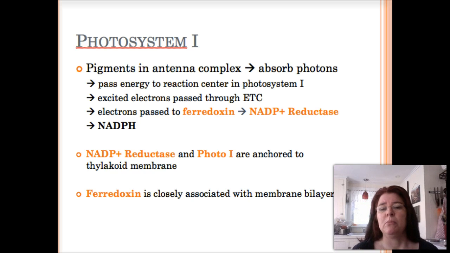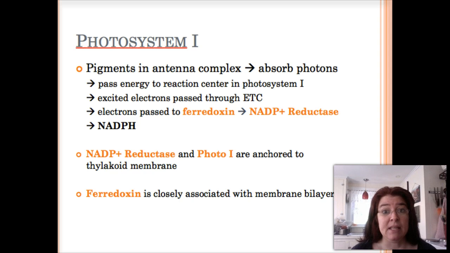Instead of pheophytin, it will be passed to ferredoxin. Now, if you remember in class, I told you that technically the electron that comes from the reaction center passes into the electron transport chain first, and then it reaches the ferredoxin. All I need you to understand, though, is that this time with photosystem 1, instead of pheophytin being the electron acceptor, ferredoxin is. So once the electrons get to ferredoxin, they are then passed to NADP reductase, which is an enzyme that ultimately reduces NADPH.